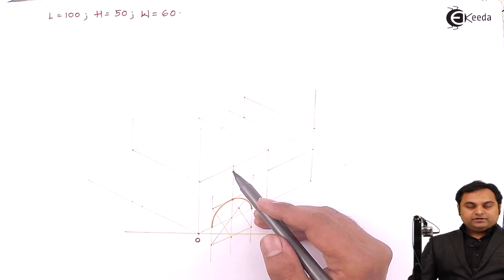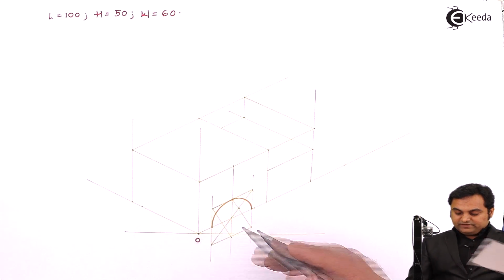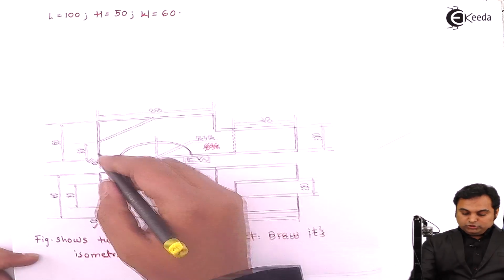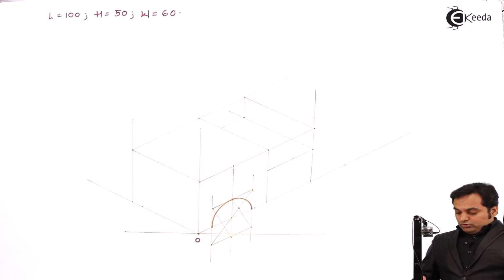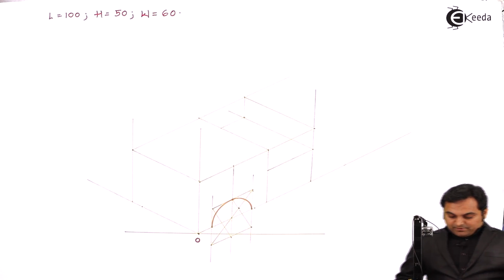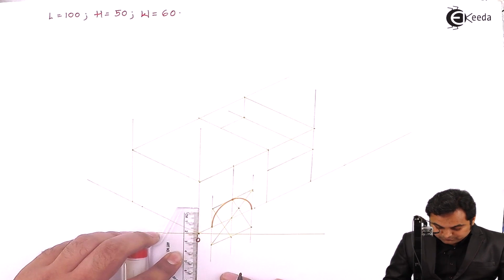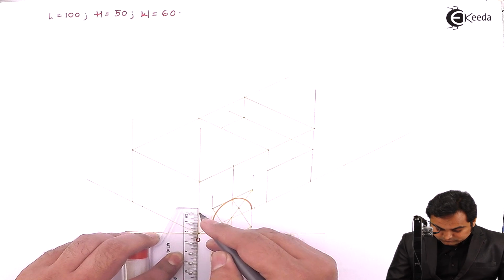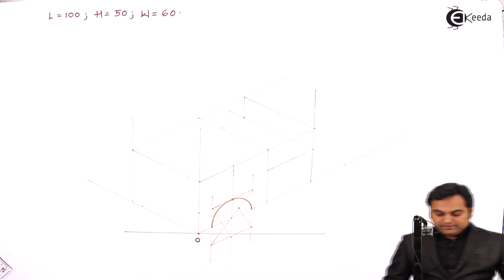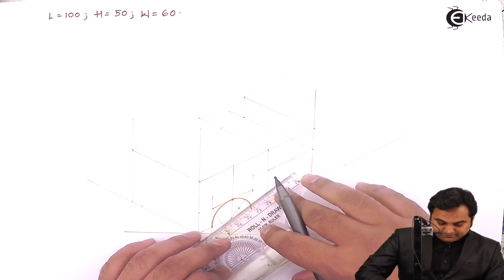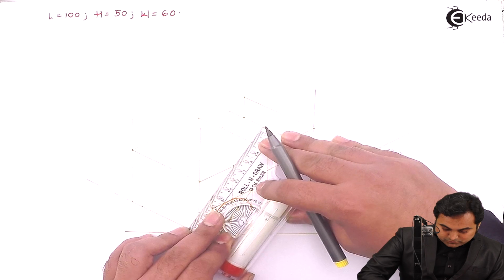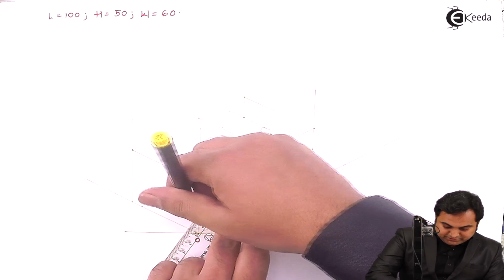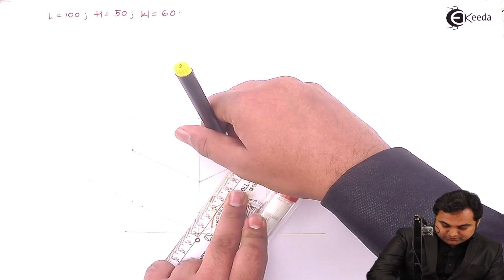it is being projected here, and on this left hand side it is connected 20 mm above the origin. So I am going to measure 20 mm above the origin, and then connecting these 2 points with the help of light line first. Later I am going to make them dark.